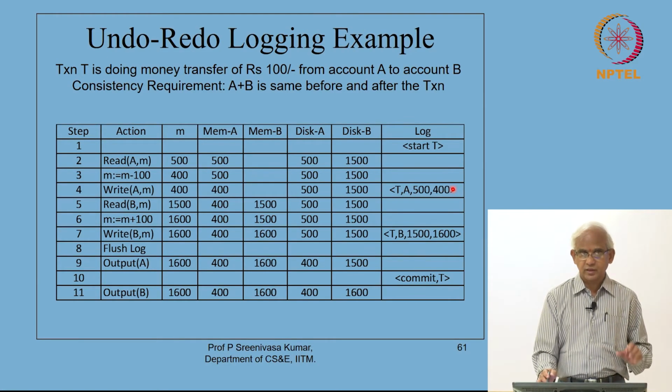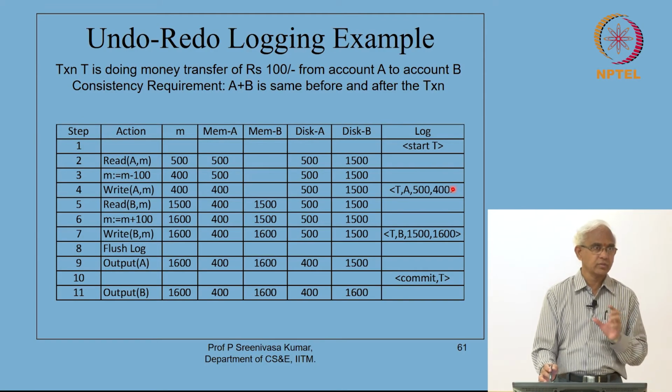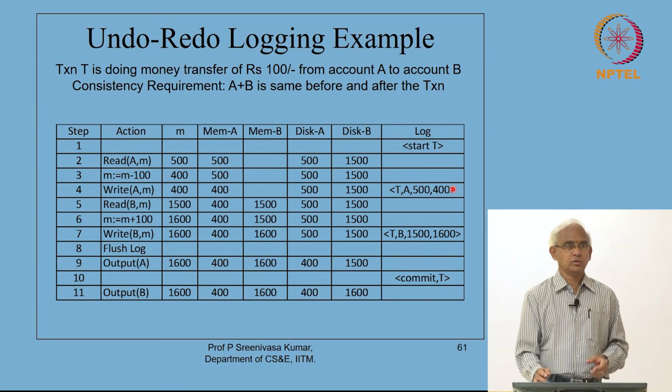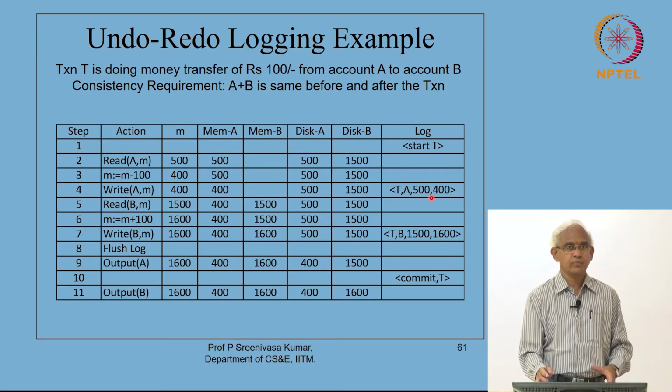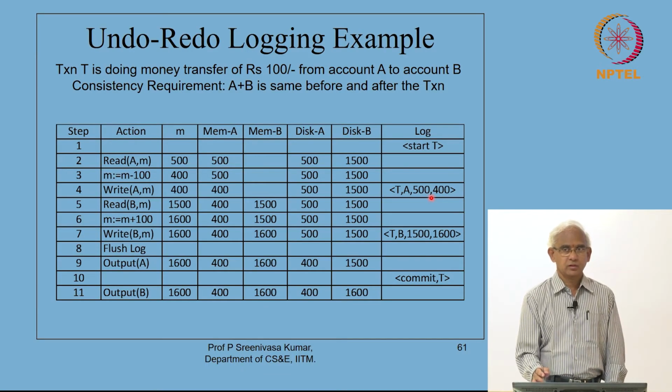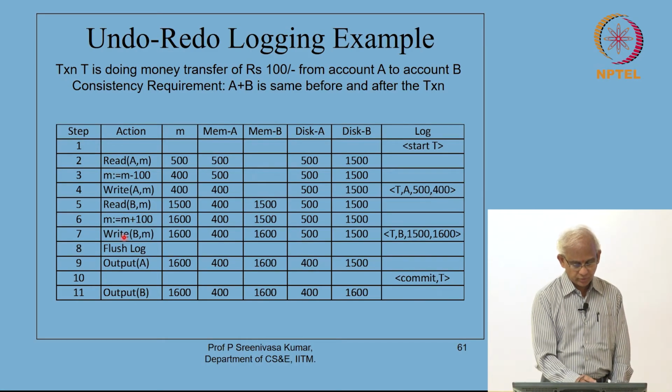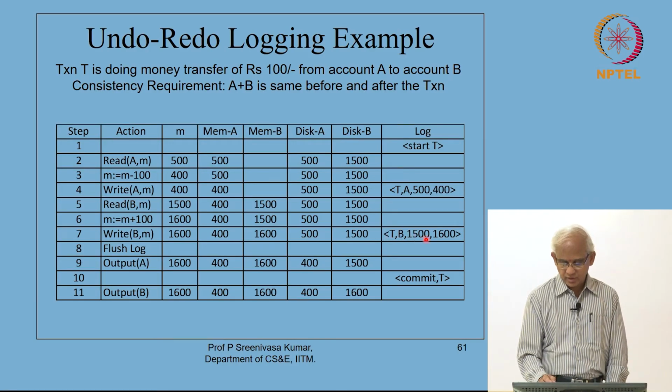Notice that these log entries can actually be fairly big because we said the lockable item is a block. So the DB item is a block, and so there can be pretty big log entries. Even though here I am just showing the crucial values, the entire DB item has to be put in the log. In a similar way, when the transaction writes B, we will put 1500, 1600, the old value and the new value.